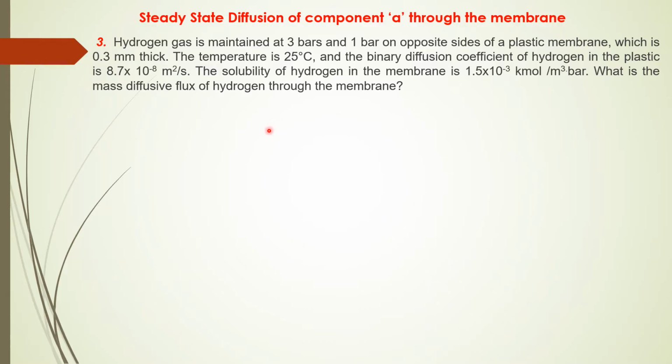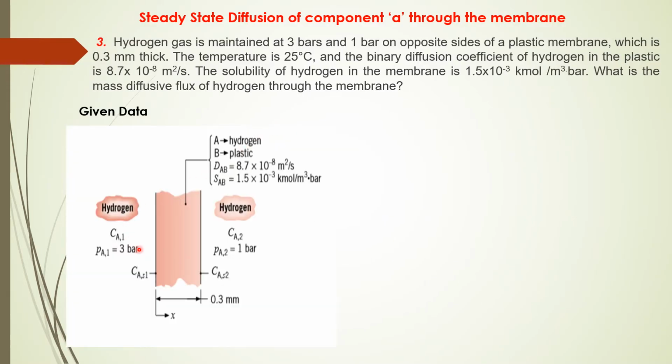First we will see what data are given. The pressure on either side of the membrane is given, the membrane thickness is given, D_AB, the diffusion coefficient, is given, and the solubility is given. This will be useful to find the concentration. So these are the data given. What we have to find is the mass diffusion flux, or mass transfer rate.